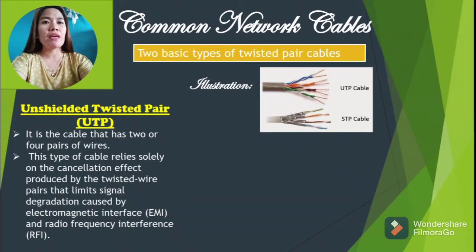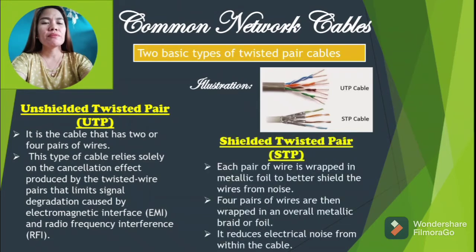How about the STP cable? In STP cable, or shielded twisted pair, each pair of wires is wrapped in metallic foil to better shield the wires from noise. The 4 pairs of wires are then wrapped in an overall metallic braid or foil, and it reduces electrical noise from within the cable.